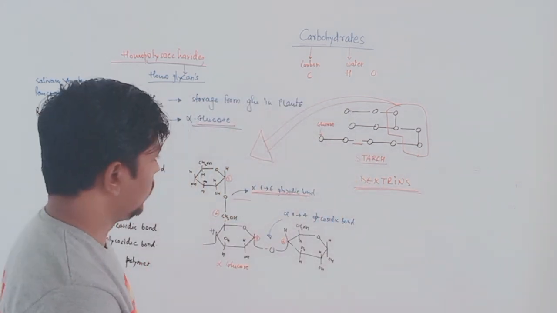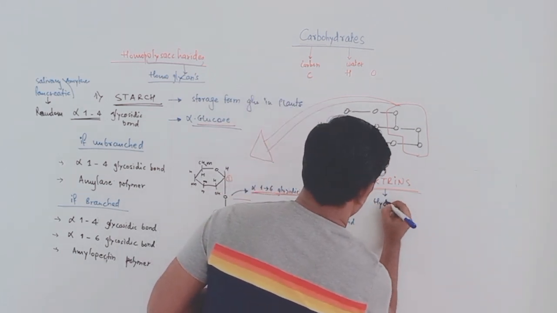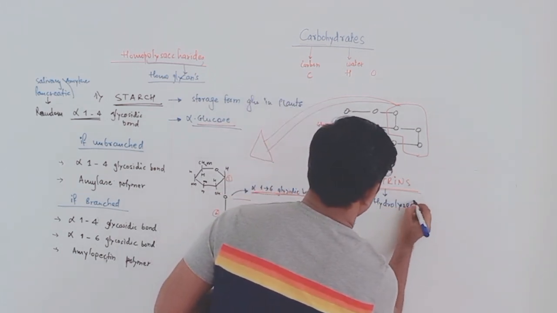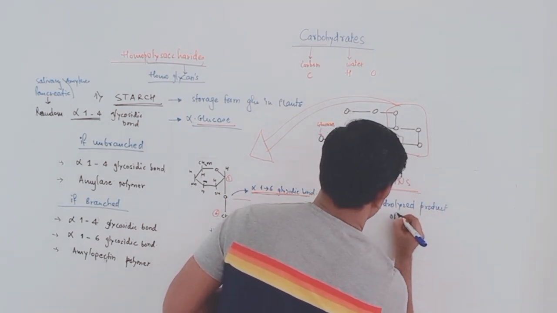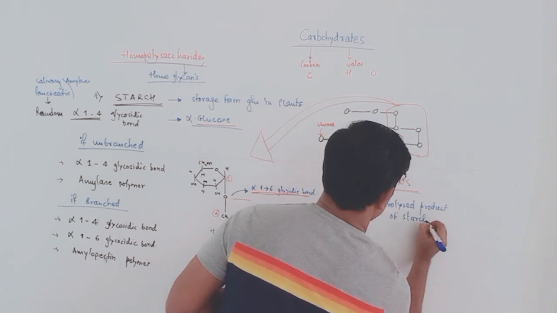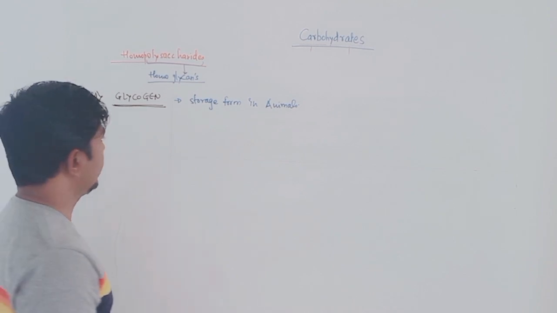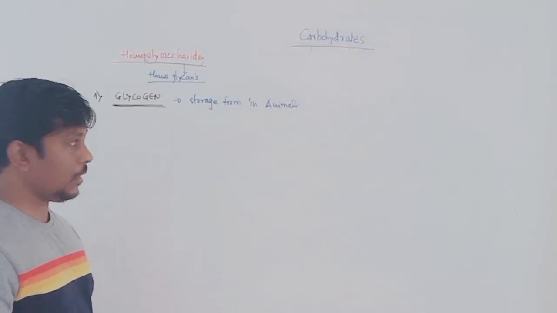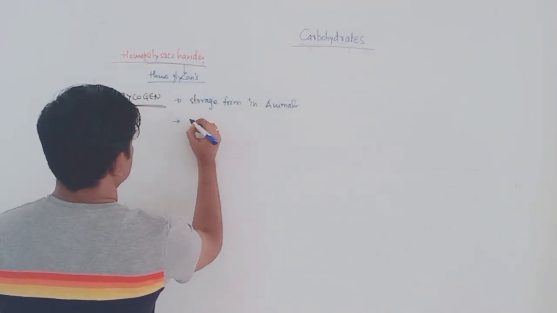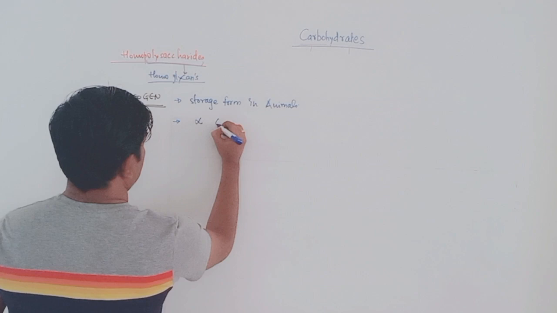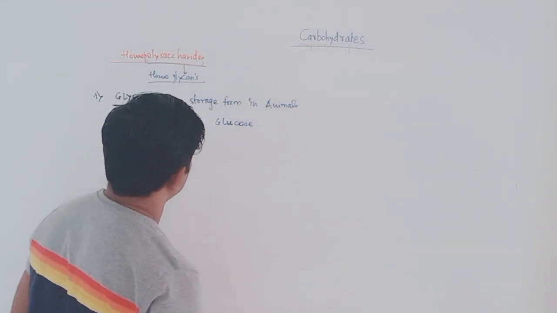So what are these molecules? Dextrins are hydrolyzed products of starch. Now we will talk about glycogen. It is a storage form of glucose in animals like humans. It also mainly consists of alpha glucose.